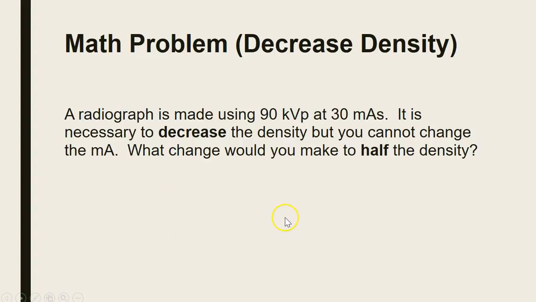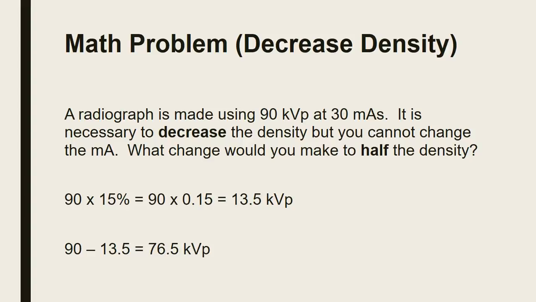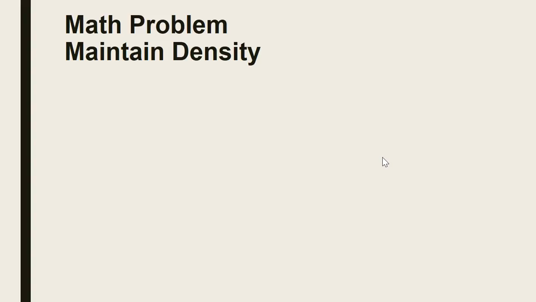Now if we want to decrease: a radiograph at 90 kV at 30 mAs, you need to decrease the density, but you cannot change the mA. What would you do to halve the density? 90 kV times 15% is 13.5. To decrease, we subtract. Our new kVp is 76.5. Make sure that you read the question, decrease. I highlighted these words. It's not going to be that way on an exam, so make sure you read it and you understand what it wants you to do.